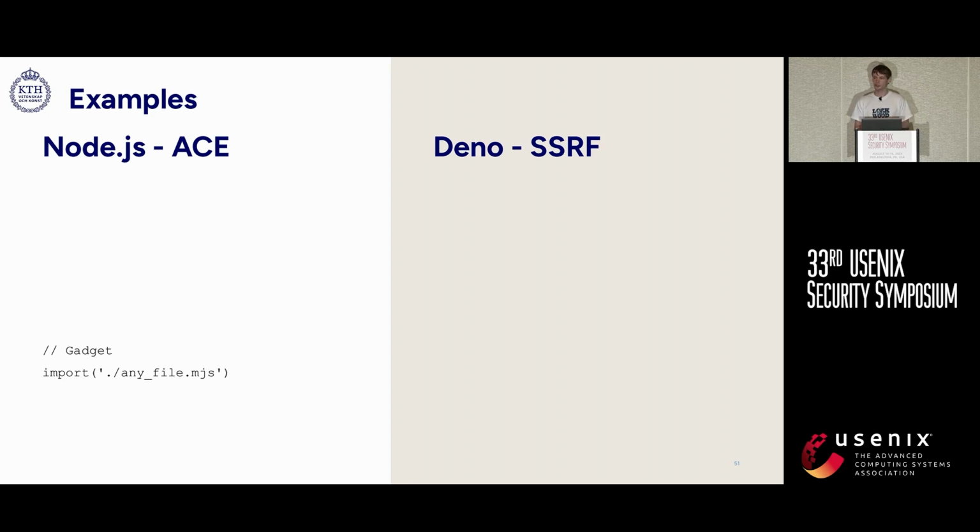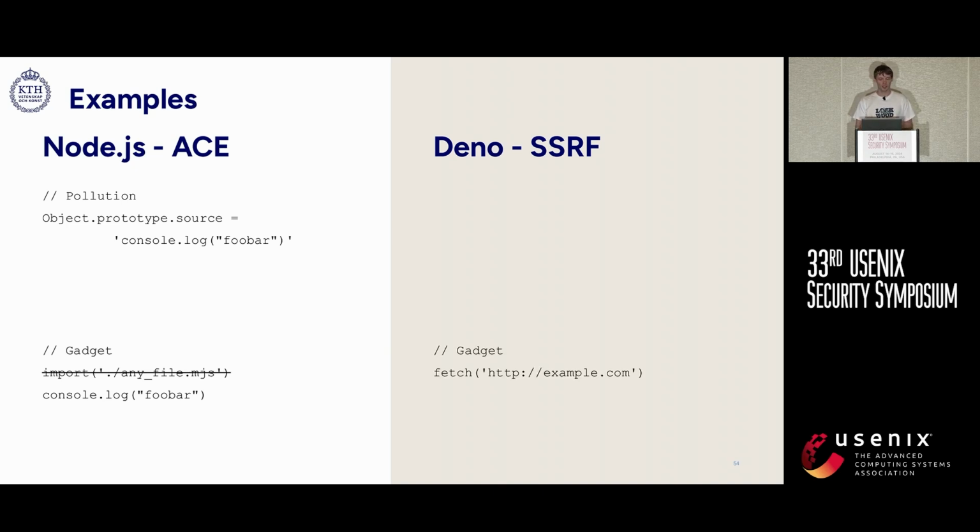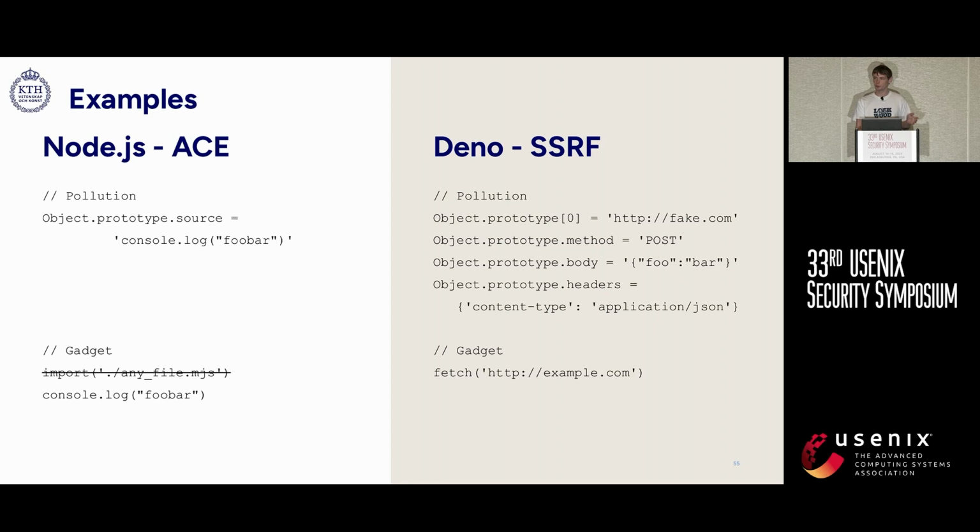So first, an arbitrary code execution gadget in Node.js, where if you try to import a relative file and you pollute the property called source with some JavaScript script, what will actually happen is that the file isn't imported, the script is just executed. For Deno, a server-side request forgery gadget that allows you to control the fetch API. So on the slide, we just try to fetch some information from some website. But if we pollute these 4 properties to control the URL, the method, the body, and any headers, what we find is that we completely change the request to a completely different request, essentially.